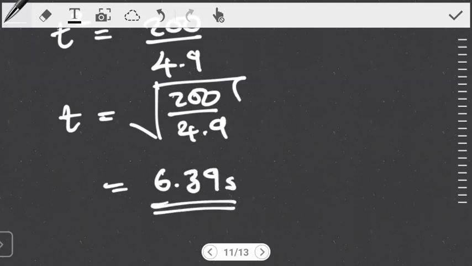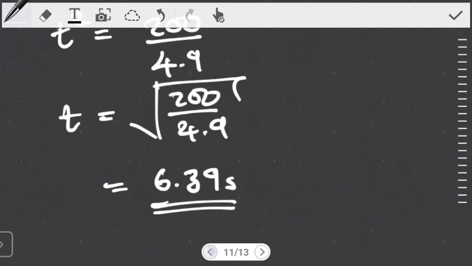We calculated it in the y-axis, but this doesn't change a thing. The time we find in the y-axis will be the same time it will take to move in the x-axis horizontally, and it will also be the total time of flight for this particular projectile. So we found it in the y-axis, but again, it is actually the time it takes the projectile to hit the ground altogether. Okay, so this was the first part.